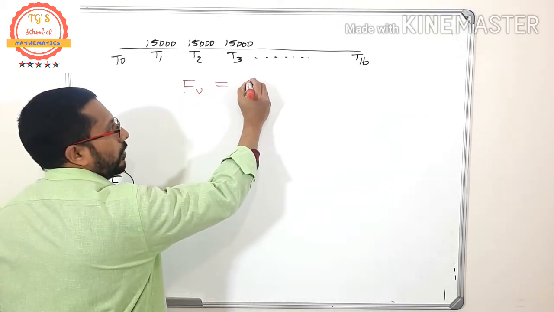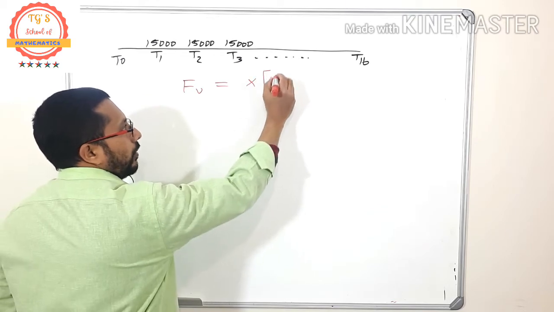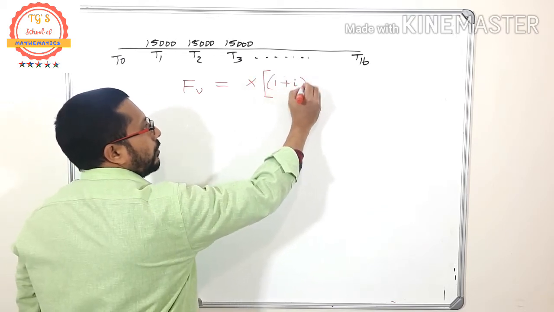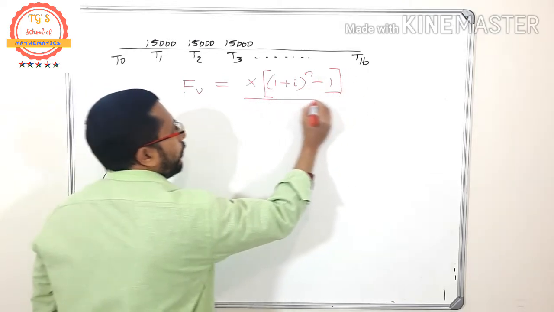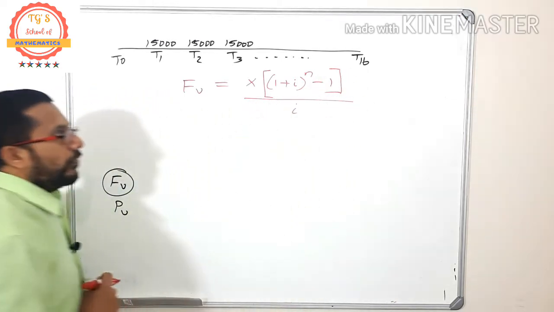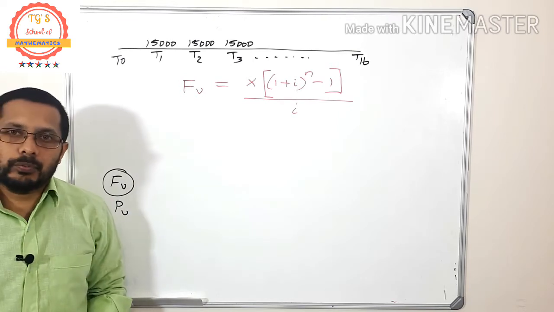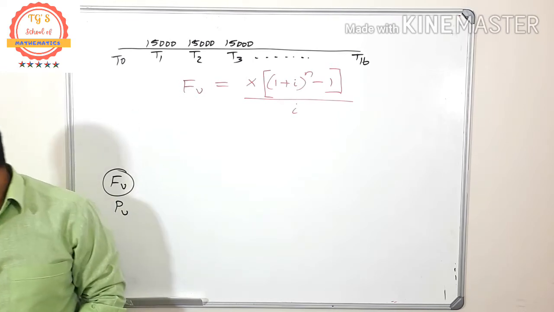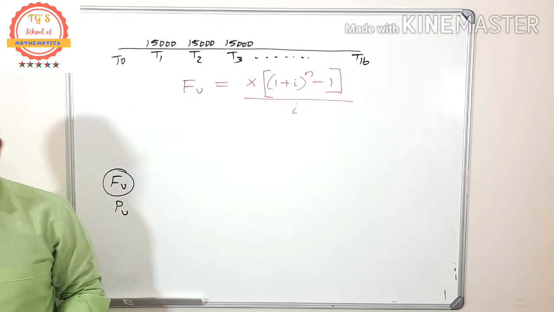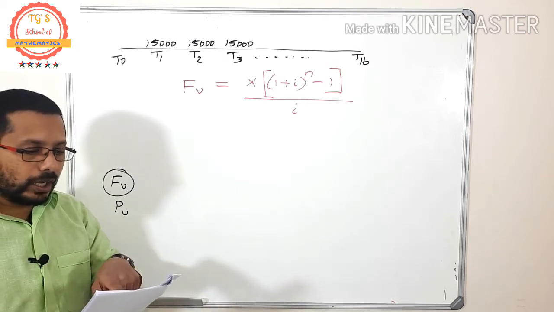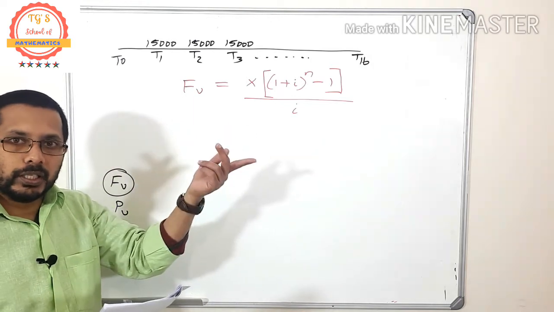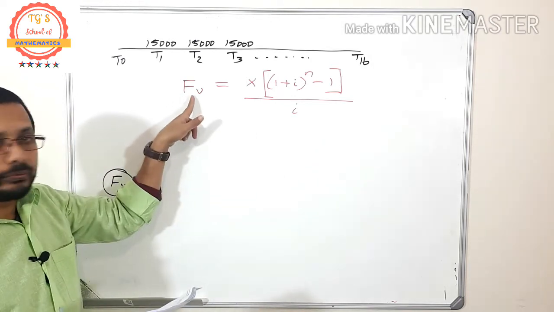What is the formula? X times (1 plus i) the whole raised to n, minus 1, divided by i. This is the future value annuity formula that you studied. So here in this question, first question, what do you want to find? How much will Selby have at the end of 4 years? That means you have to find the future value.